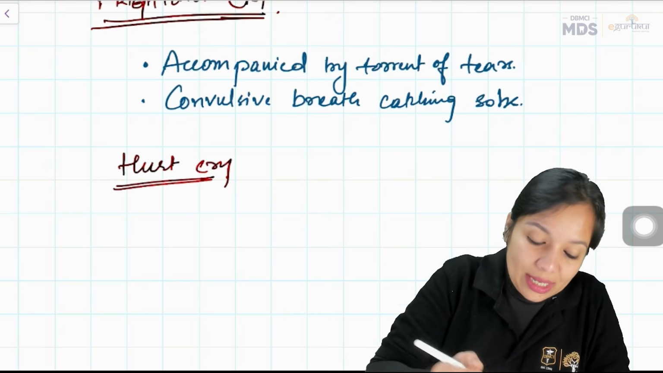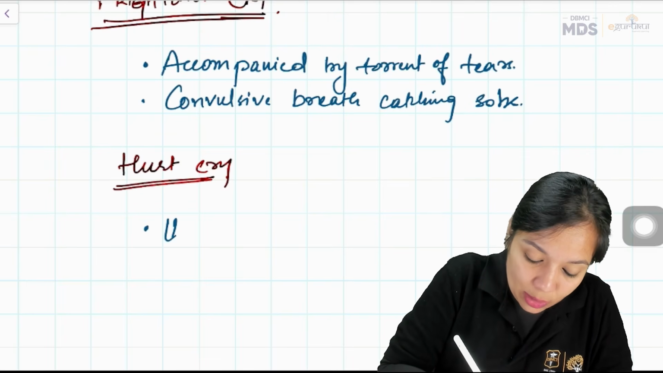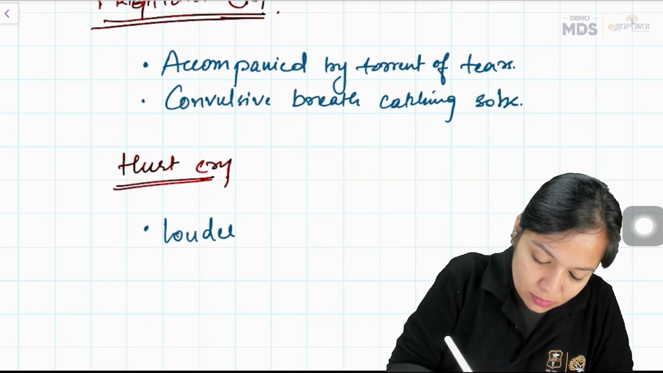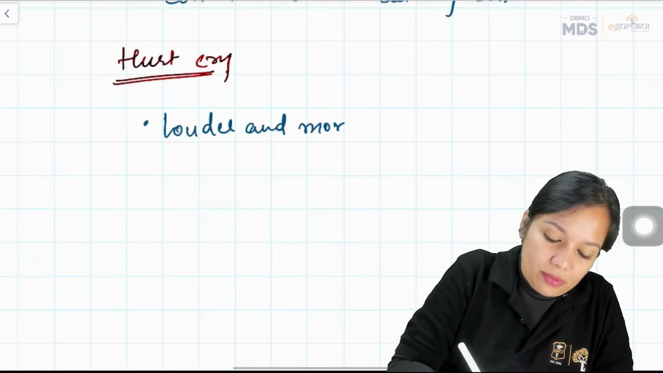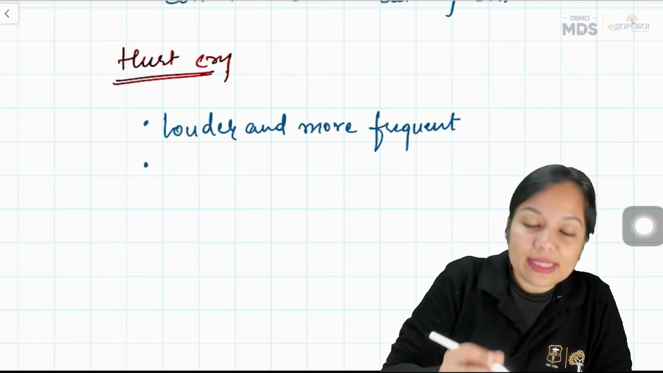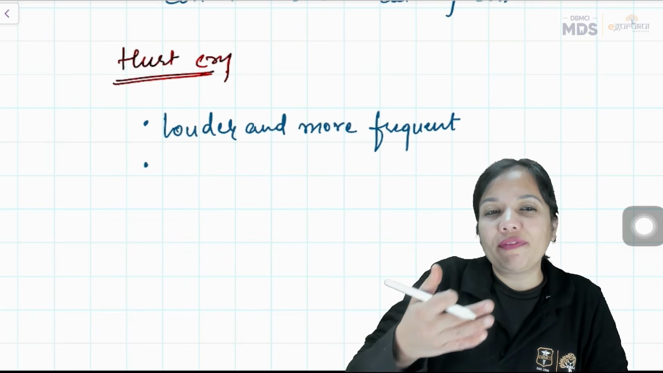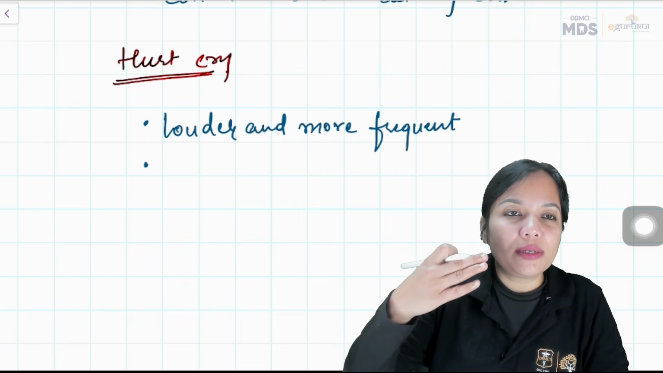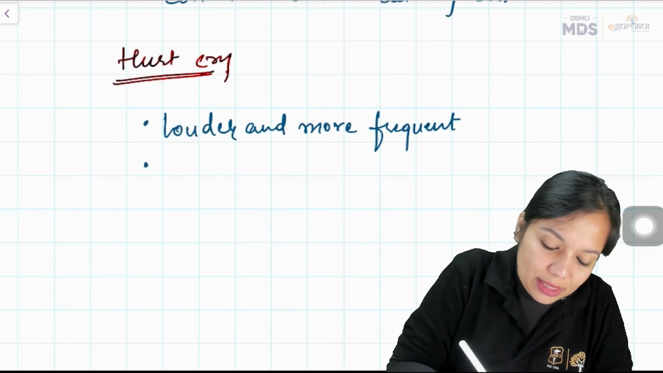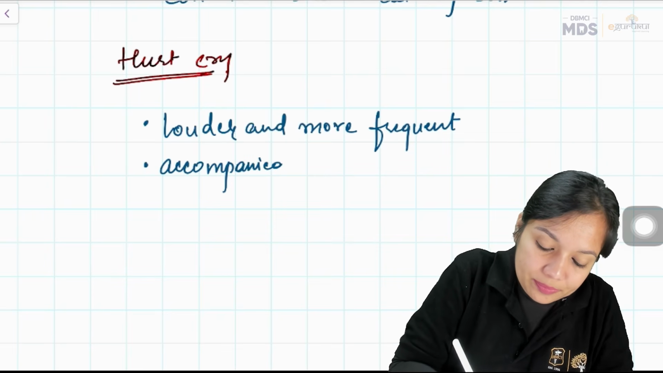Such a cry is louder and more frequent, and it is accompanied by a whimper. Whimper means the type of cry when you're hurt. There's a painful voice that you let out when you are hurt or you are in pain. That's called a whimper. So it is accompanied by a whimper.